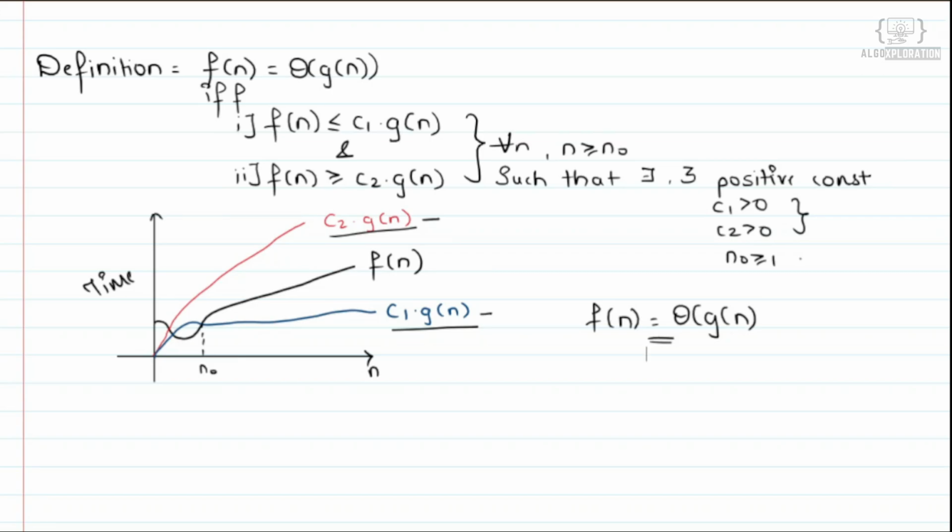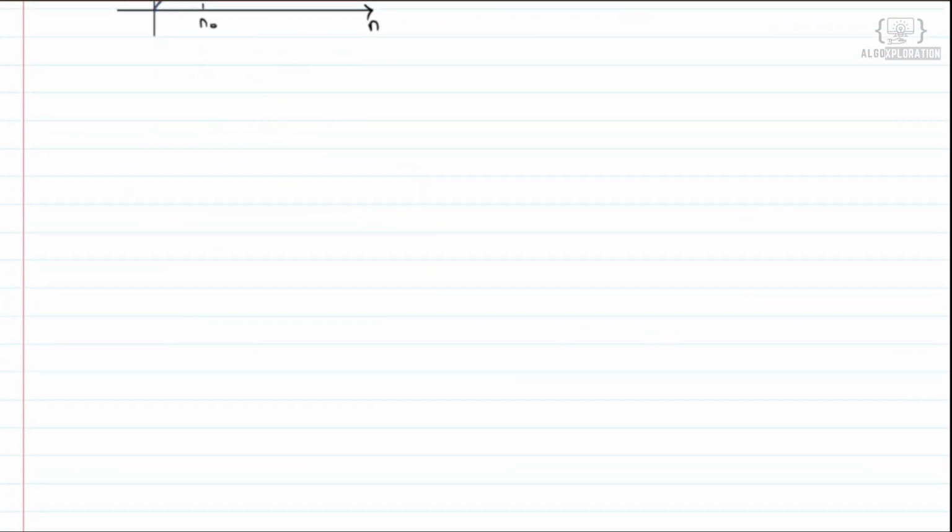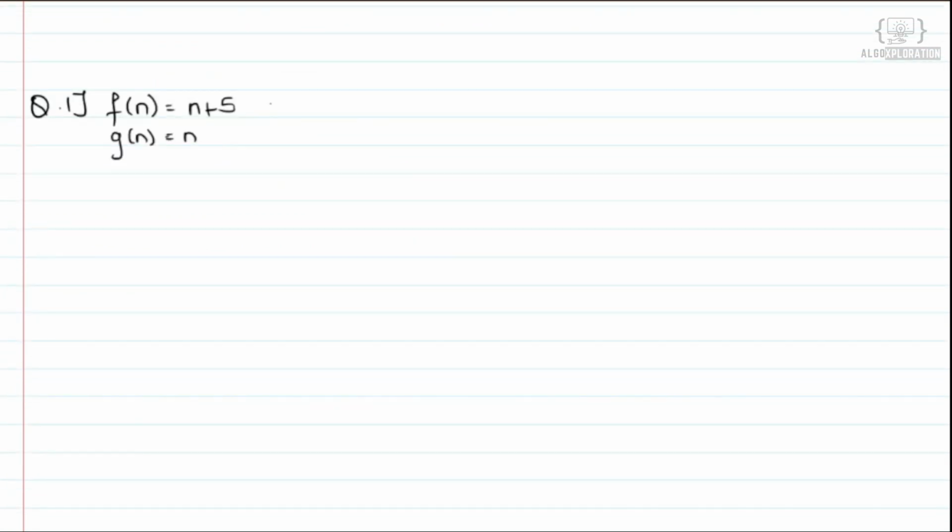Now let's solve some problems based on theta notation. Here f of n is n plus 5 and g of n is n. According to the definition, f of n should be less than or equal to c1 into g of n. Let's substitute the values in this equation. We get n plus 5 is less than or equal to c1 into n. Therefore, we get c1 as 2 and n naught as 5.